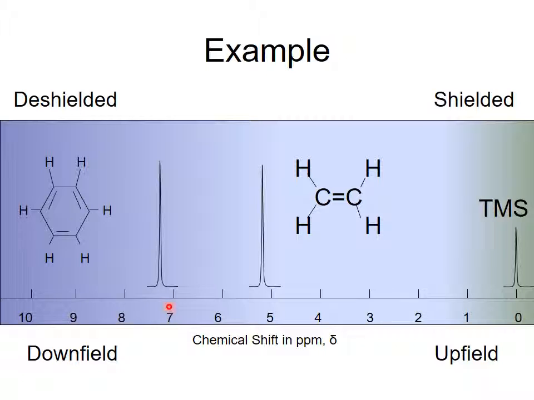Here's an example of where you would see them. Here is ethene, and right down there, ethylene has an absorbance for its protons at about 5.2. Benzene has an absorbance for its protons at about 7.3. And you can see that this is very deshielded, even though there's nothing electron withdrawing on it. And an aromatic ring is even more deshielding, even though there's nothing electronegative on it.